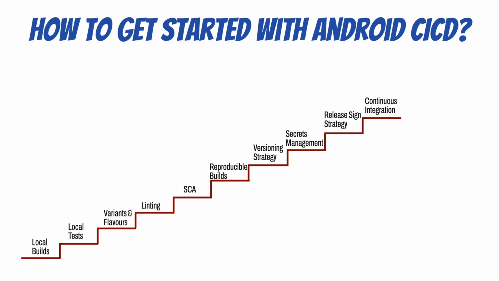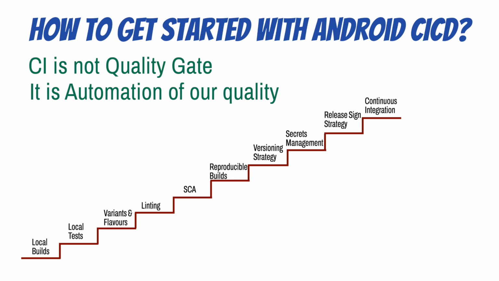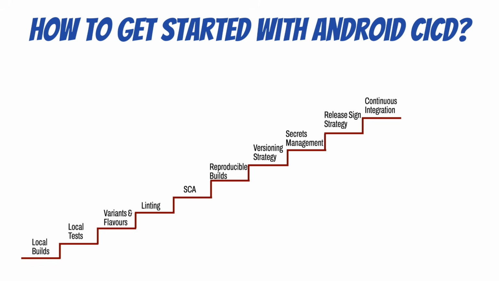Now CI is not magic. It is just the automation of all the previous steps that we were talking about. Continuous integration is not our quality gate. Continuous integration is automation of our quality gates. Every PR commit runs the same checks and gives consistent results. CI is not only about saying whether the build passes or fails. It should also produce outputs that matter.